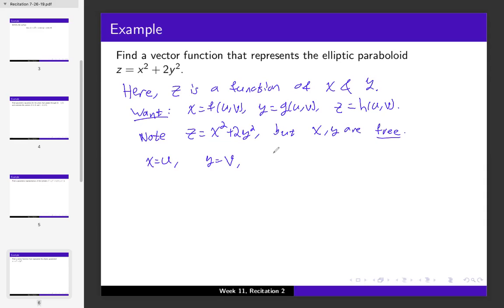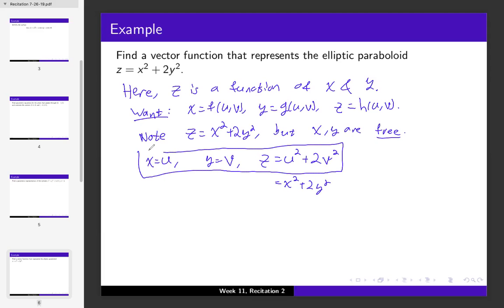So x is u, y is v, and in particular, that means z is going to be u squared plus 2v squared, because this comes out from x squared plus 2y squared, if that's what x and y are. So that's our parameterization. That's it.